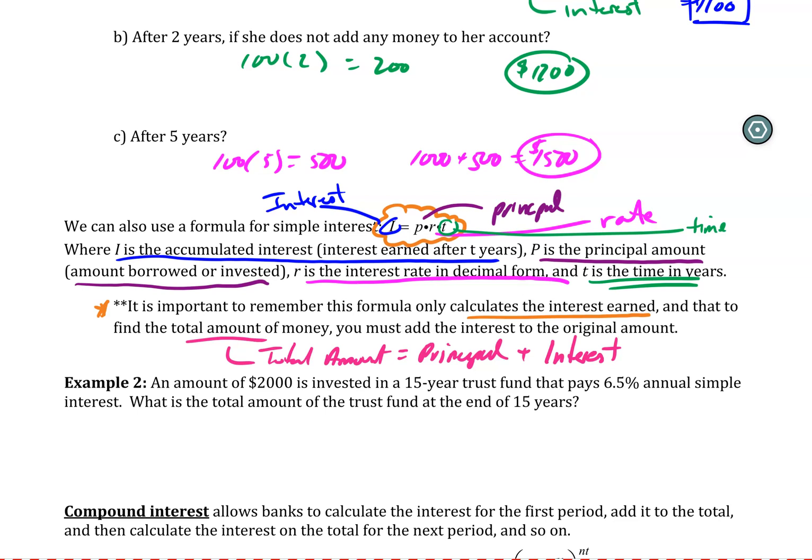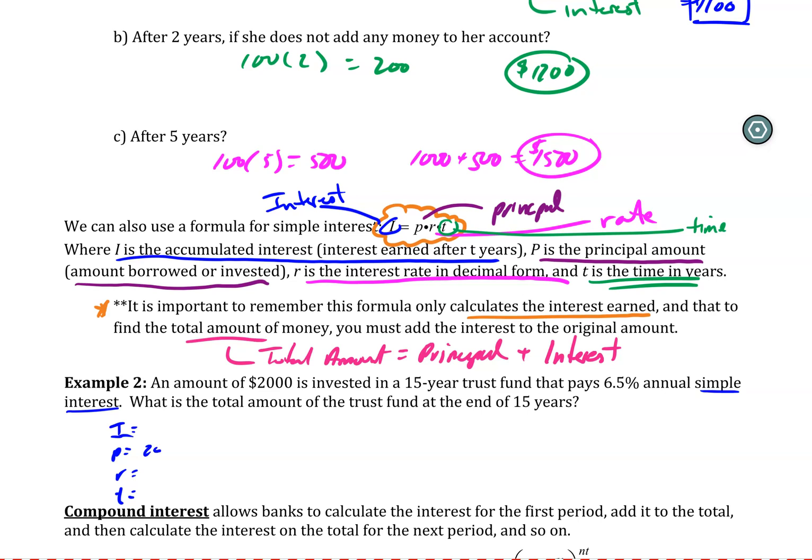So it's all about labeling. Let's take the time to go through this and figure out each of these things. For here, I see an amount of $2,000 invested, 15 years, a trust fund that pays 6.5% annual simple interest. The second I know simple interest, off to the side, I equals, P equals, R equals, T equals. Fill in what I know. So we're looking for the interest, so I'm looking for I.